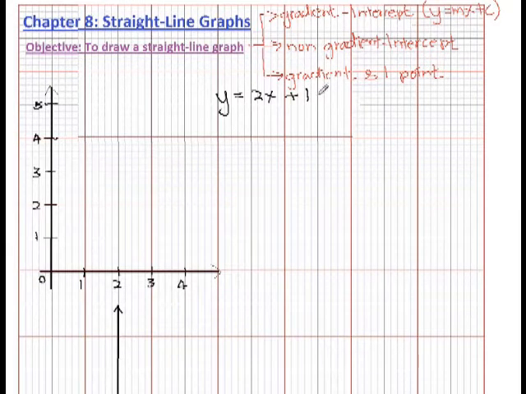From the previous video, we have learned that we can read the gradient and the y-intercept from the gradient intercept form. So from here, we know that the y-intercept of this straight line is 0 and 1. At the same time, we also know that the gradient of this straight line is 2. By figuring out the y-intercept, the first point is known to us now. Let's plot the first point on the graph. 0, 1.